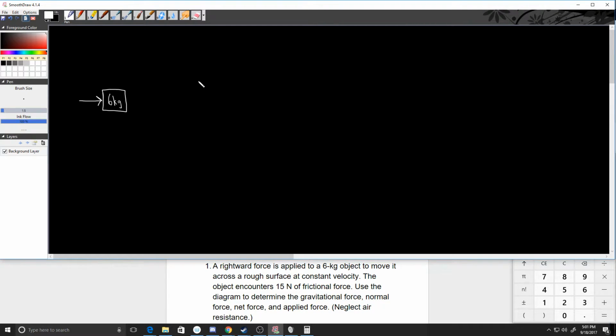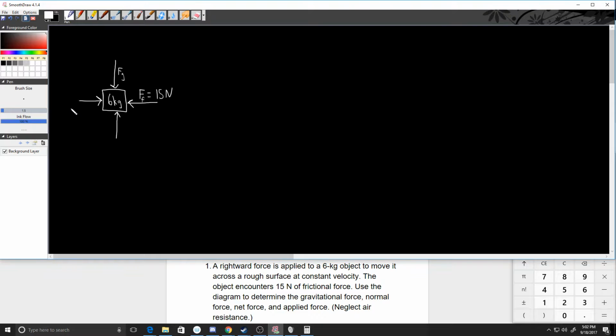The object encounters 15 newtons of frictional force. So F of friction is equal to 15 newtons. Use the diagram to determine the gravitational force, normal force, net force, and applied force. Neglect air resistance. All right. So here we have the force of gravity. It's just pulling everything down.